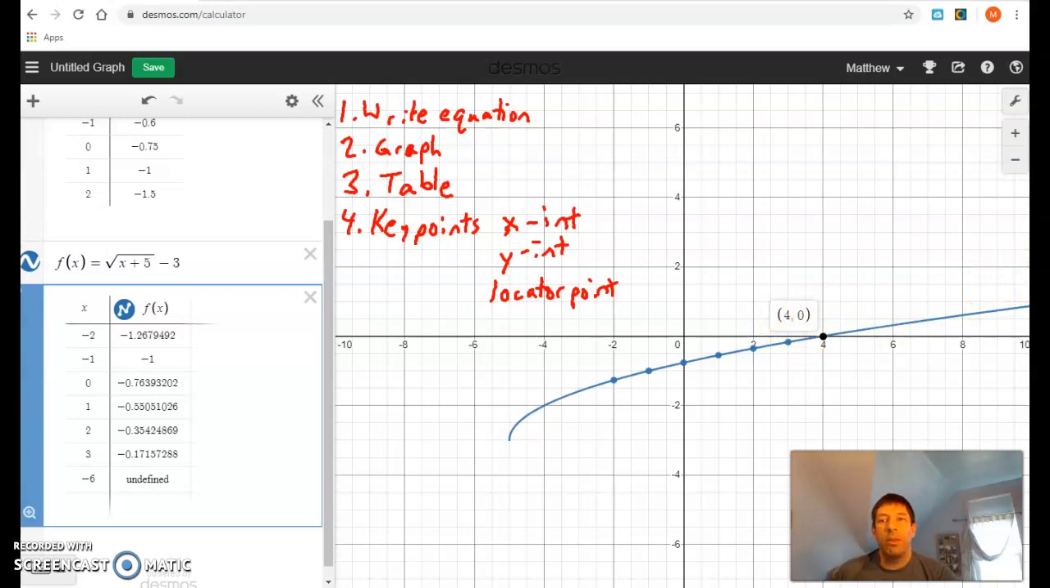So remember, the x-intercept is where the graph crosses the x-axis. And for this graph, that's at 4, 0. Be careful, some graphs have more than one x-intercept. Make sure you label all of them.